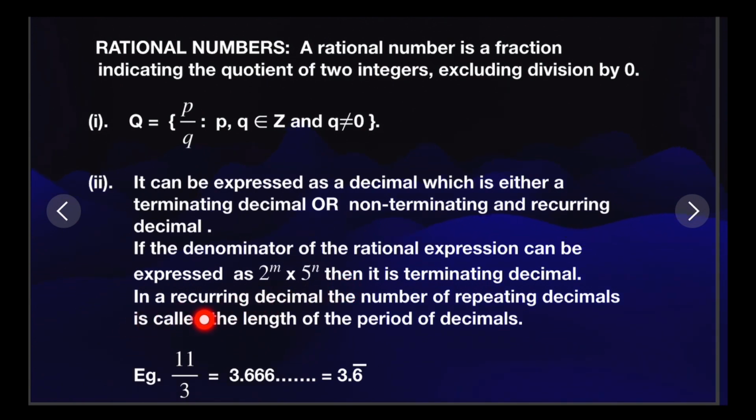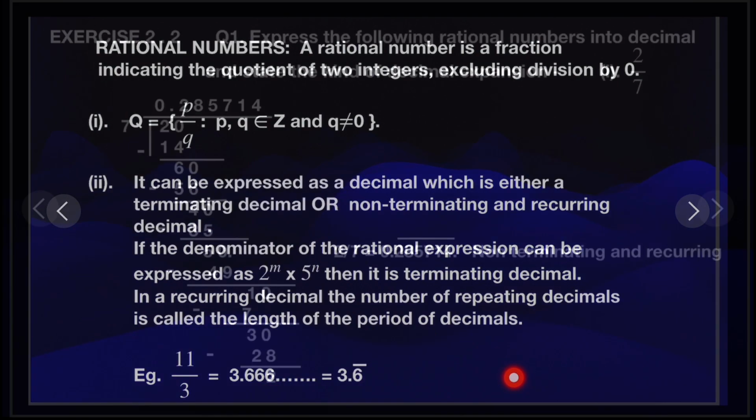In a recurring decimal, the number of repeating decimals is called the length of the period of decimals. For example, this is a recurring decimal, 11 upon 3. When we convert it into decimal, it will be 3.666. So the recurring part, we will denote it with a dash over that number. It is getting repeated. And the number of digits which is getting repeated, that is the length of the period. Here only one digit is getting repeated, so the length is 1.